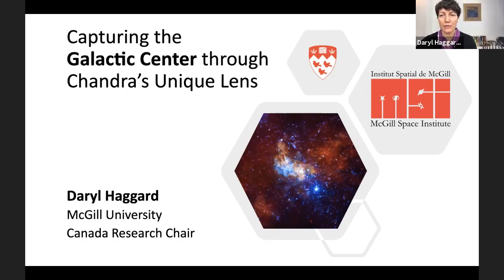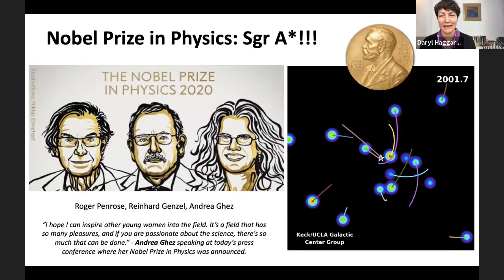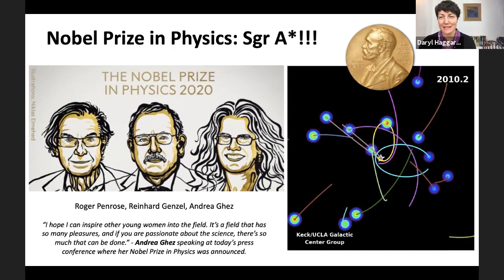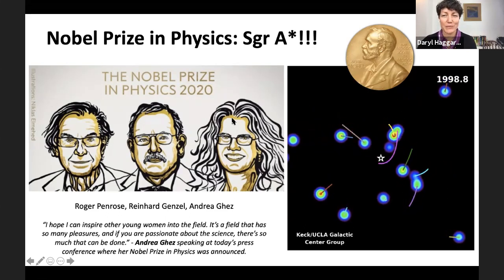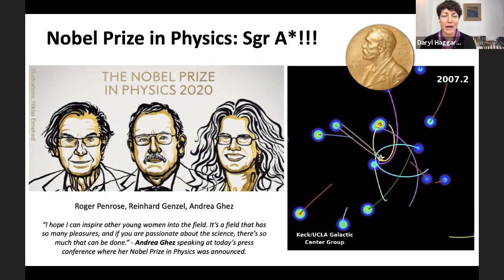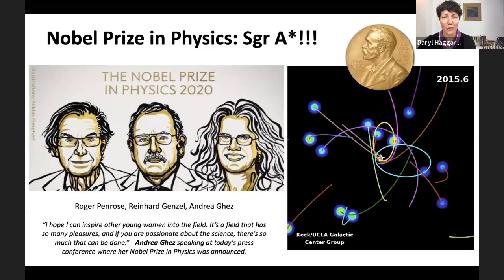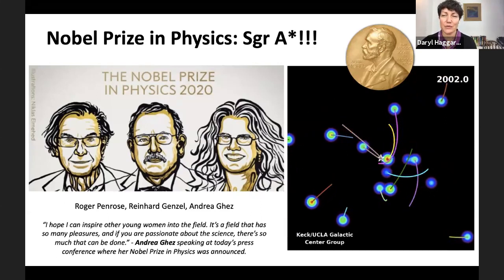I'm going to dive right in and just say how incredibly thrilled I am to be speaking this week, the very week that these fantastic scientists have won the Nobel Prize for their research on black holes. So George mentioned this at the end of his talk, and let me just say again that Roger Penrose, Reinhard Genzel, and Andrea Ghez were the recipients of the Nobel Prize, as you all know, and in particular for Reinhard Genzel and Andrea Ghez's work on the Galactic Center.